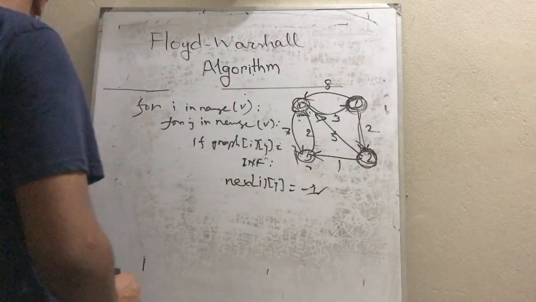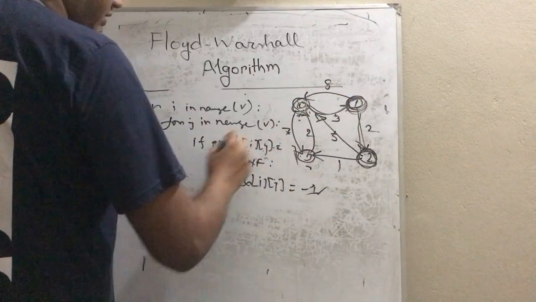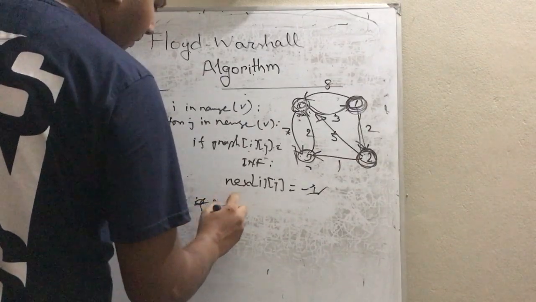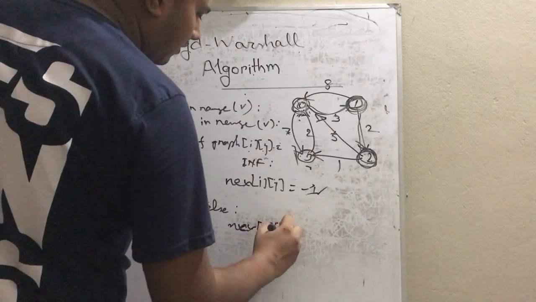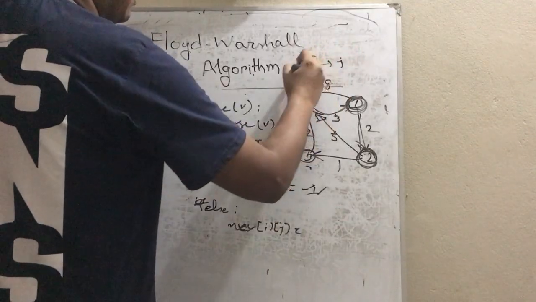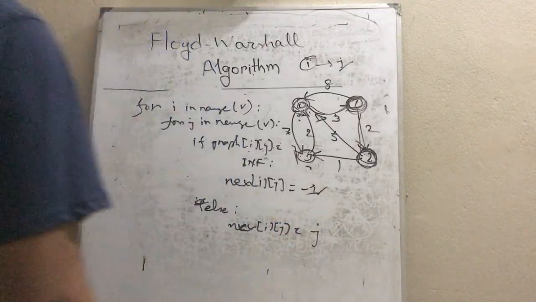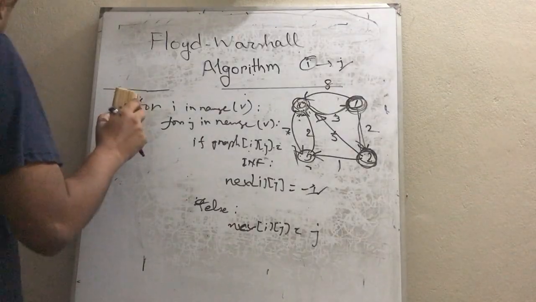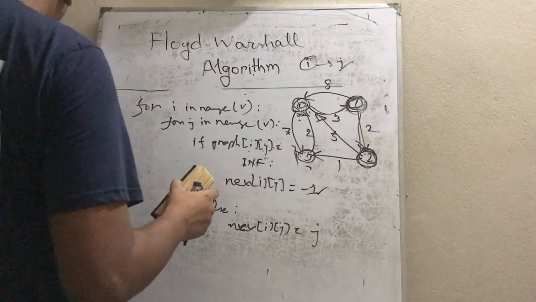And if there is a direct path, graph i j, else, next i to j equal... what is the next path from i to j? j. Next i to j equal j. We modify this eventually while running the Floyd-Warshall algorithm. So we have made preparation for our next.